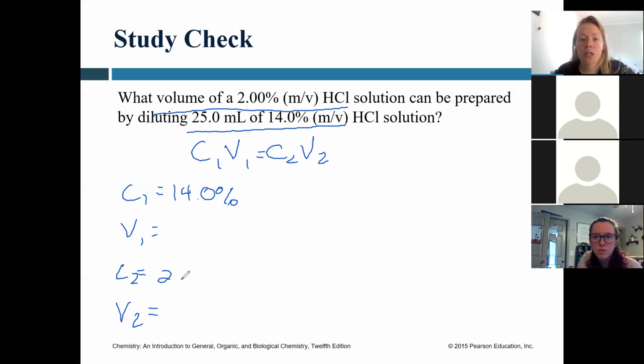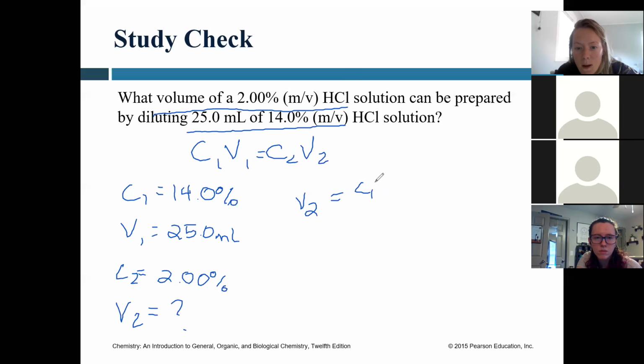So my second concentration, I'm trying to dilute it down to 2%. So I'm trying to dilute it by like 7 times. My initial volume is 25.0 milliliters. So I'm trying to figure out what this V2 is. V2 will equal my C1, V1 divided by C2.